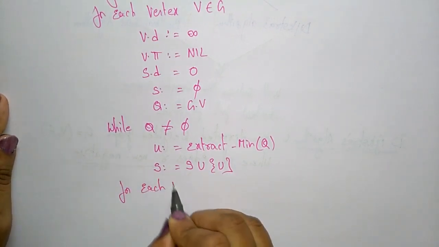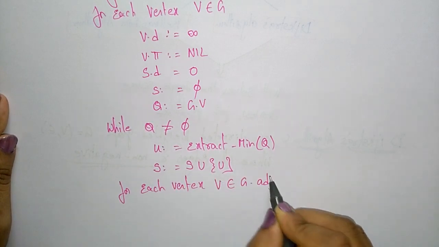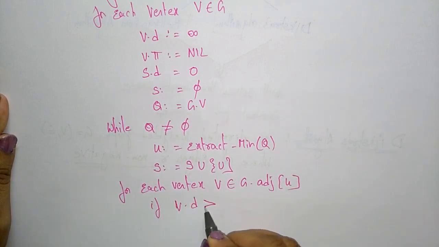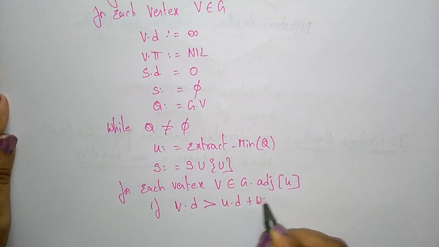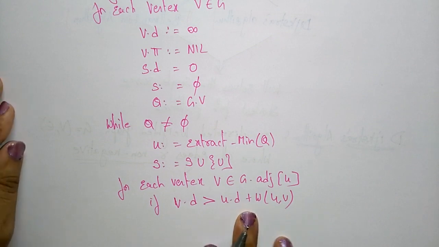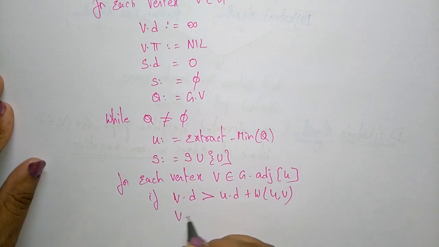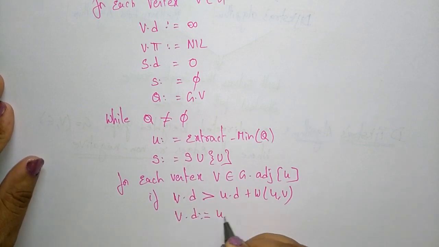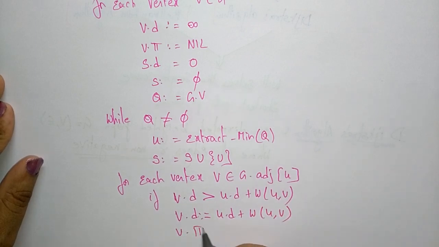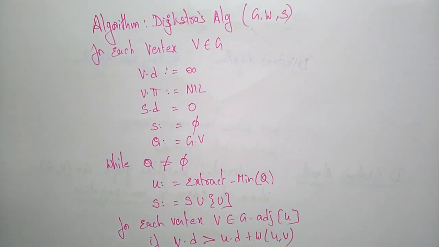For each vertex V belonging to G.Adj of U, if V.d is greater than U.d plus W of (U,V), these are the edges for that vertex, and the weight sum should be less than V.d. Then V.d is equal to U.d plus W of (U,V). And finally V.pi is equal to U. So this is the algorithm for the Dijkstra method.